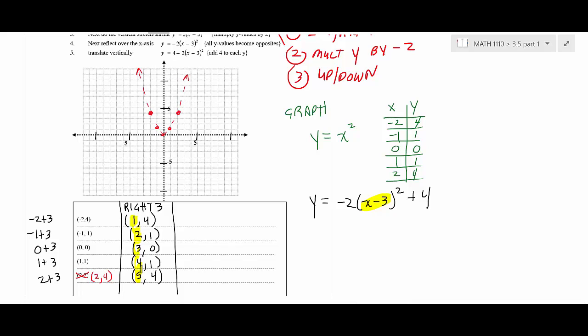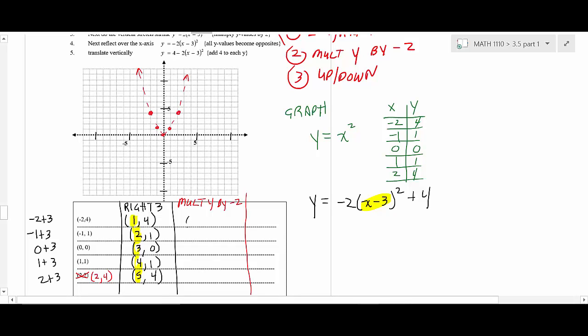Multiply the y's by negative 2. That will reflect and stretch at the same time. You don't have to do them separately. So what we're going to do next is just write it this way. Multiply y by negative 2. I prefer students write it that way because they understand it better than if you just say reflect and stretch, because it's going to do both at the same time.